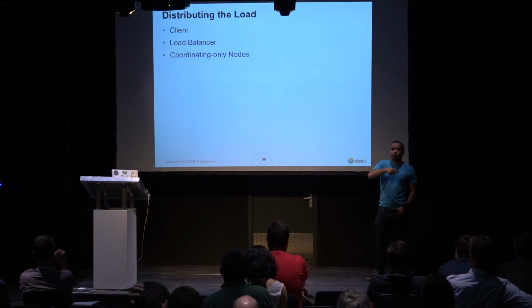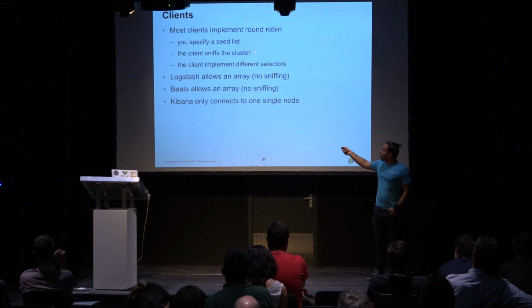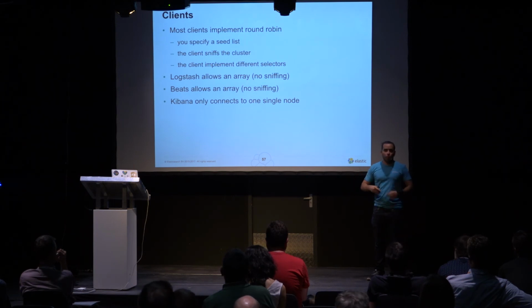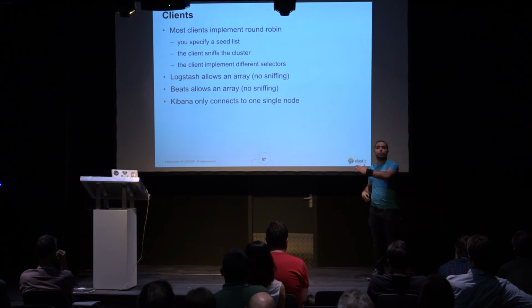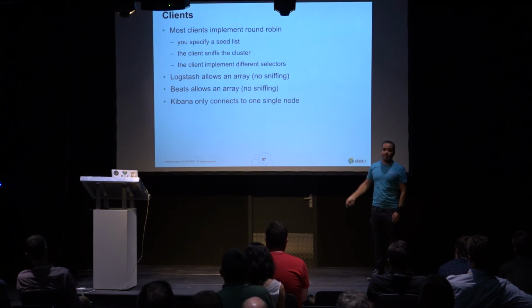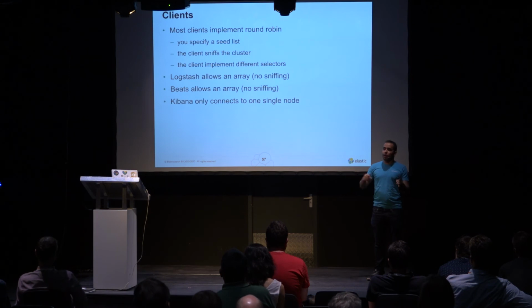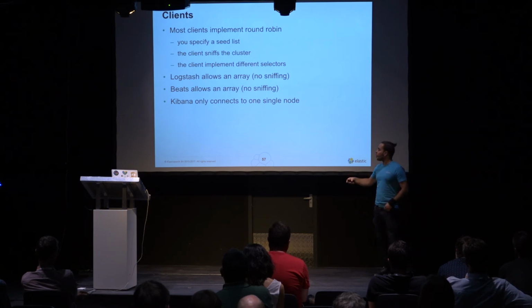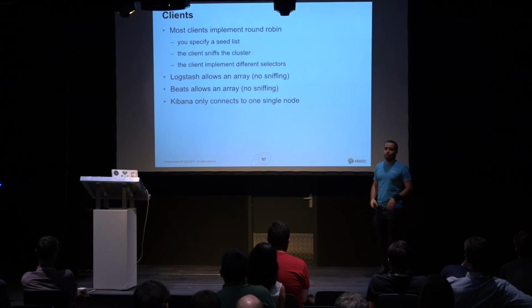So the client, your application, most of them already implement that. If you get the Python client for Elasticsearch, it will already implement round robin. It will connect to the cluster, get information about all the nodes, and automatically do the round robin. Logstash and Beats allow you to provide an array, and they will round robin between the nodes in the array. They will not be smart enough to sniff the cluster, but they will round robin. And Kibana only connects to one single node. So Kibana needs a different way of scaling.